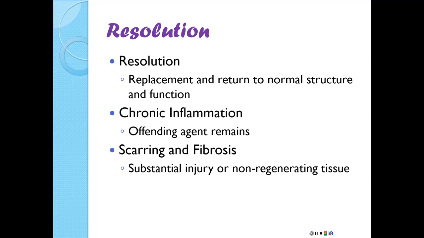The second thing that can happen is it can form into chronic inflammation, and so that's the second lecture. And then there also can be some scarring and fibrosis that can occur if there's a substantial injury. It may be that the tissue cannot fully regenerate itself, or in fact the tissue itself is non-regenerating. So scarring and fibrosis occurs, for instance, in damage to muscle tissue. Muscle tissue does not regenerate. So that's the process of acute inflammation. The second lecture then will go into chronic inflammation.